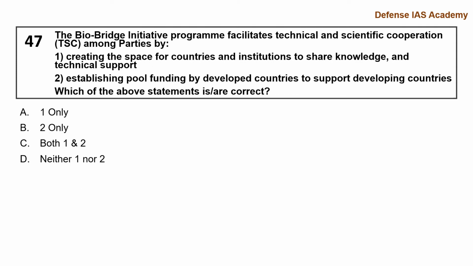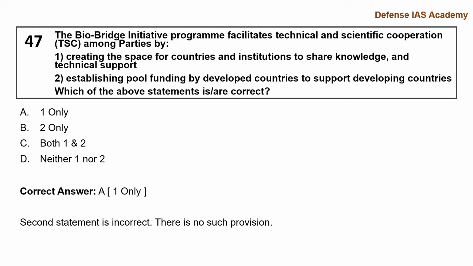Question 47. The BioBridge Initiative program facilitates technical and scientific cooperation among parties by 1. Creating the space for countries and institutions to share knowledge and technical support. 2. Establishing pool funding by developed countries to support developing countries. Which of the above statements are correct? The correct answer is option A, 1 only. The second statement is incorrect. There is no such provision.